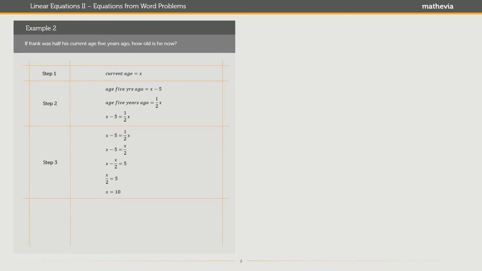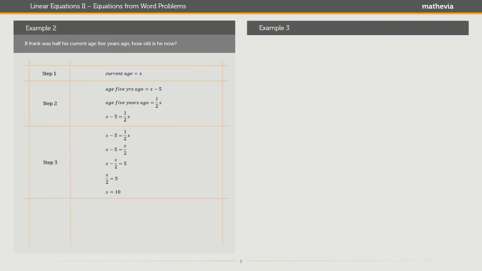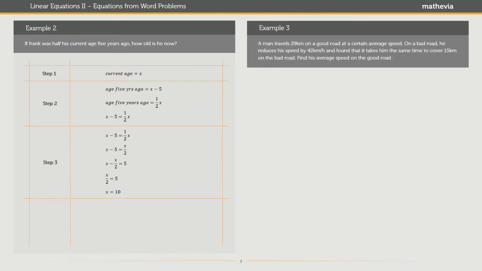Very simple, very straightforward. Let's do a final example, example 3. Example 3 says a man travels 29 kilometers on a good road at a certain average speed. So we have this man traveling, and he travels 29 kilometers on a good road at a certain speed. So the speed is not given, and then he travels on a bad road. On a bad road, he reduces his speed by 42 kilometers and found that it takes him the same time to cover 15 kilometers on the bad road.